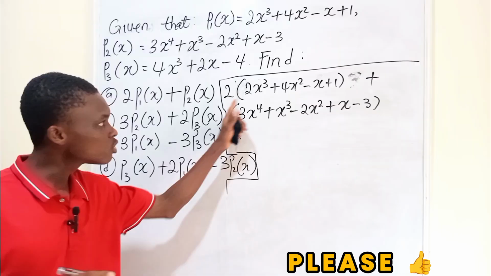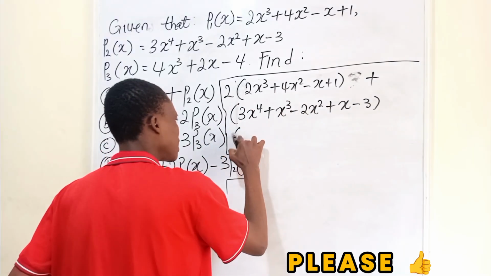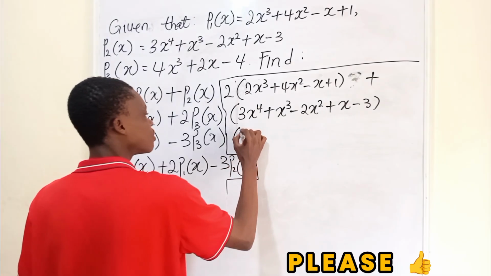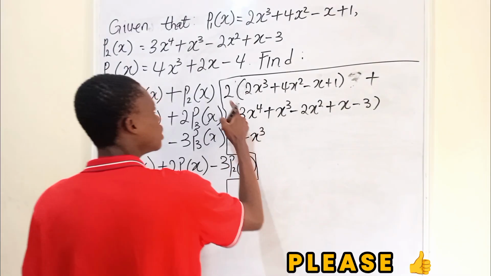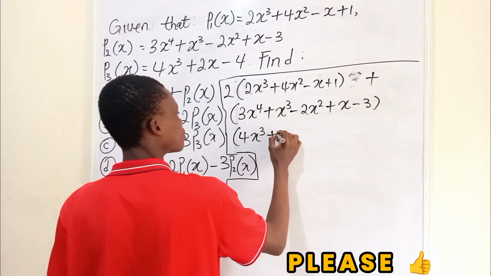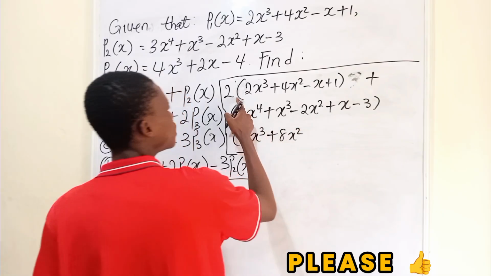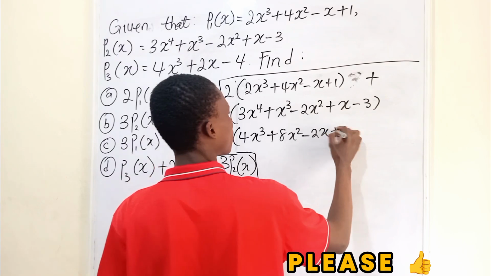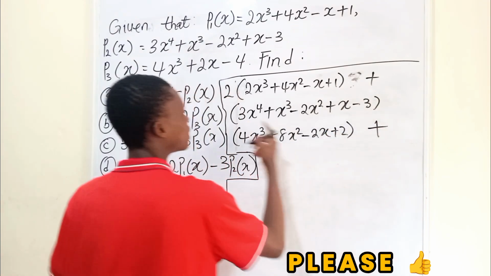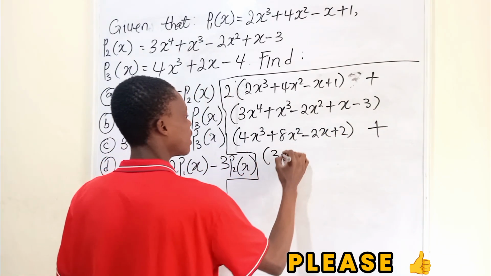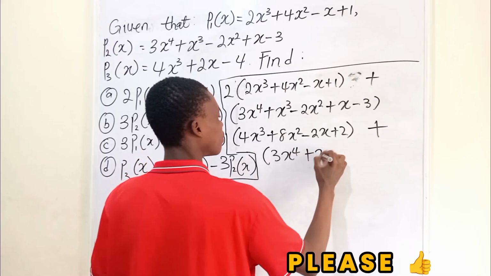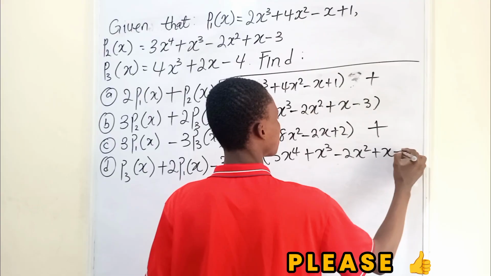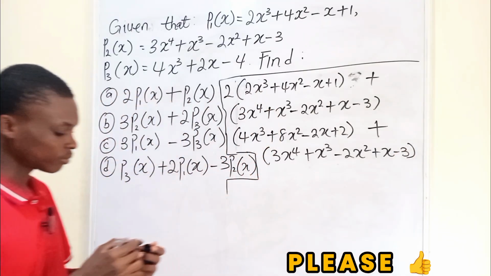Now what we are going to do next is to expand these brackets. Still put them in brackets. Let's expand this one. Let's use this 2 to multiply everything there. 2 times 2x cubed gives us 4x cubed. 2 times 4 gives us 8x squared. 2 times minus x gives us minus 2x. 2 times 1 gives us plus 2. Put a plus sign. Repeat that term, which becomes 3x to the power 4 plus x to the power 3 minus 2x squared plus x minus 3.